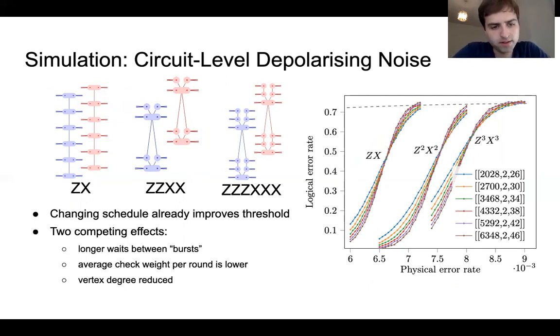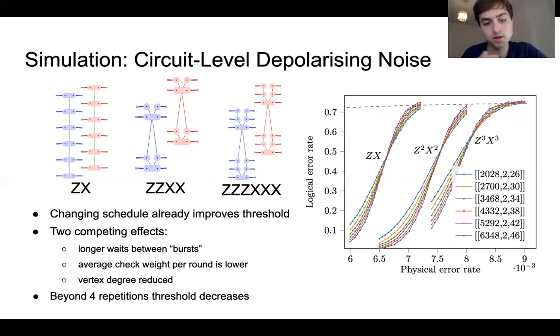And there are two competing effects here. One is that we have longer waits between the bursts of the measurements. And the other is that the average check weight per round is lower, and the vertex degree is also reduced. So the latter two help us, but the first one, the longer waits, doesn't. And as a result, there's a kind of optimal number of repetitions, and beyond 4 repetitions, the threshold does decrease again.